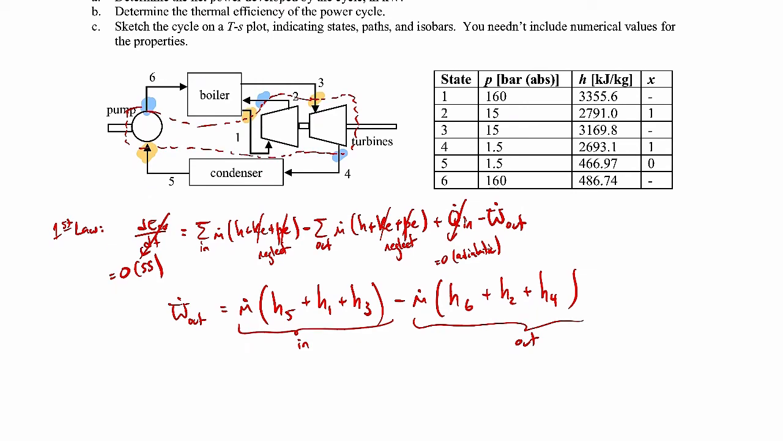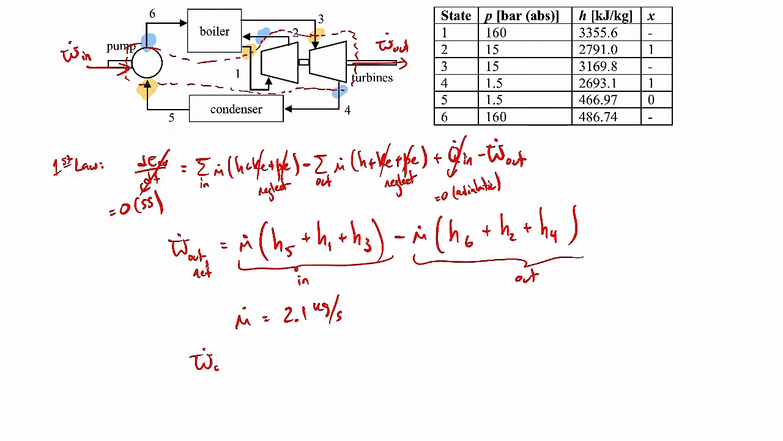We are given the mass flow rate. The mass flow rate in the problem statement was 2.1 kilograms per second, and we know all of the specific enthalpies at all of the various locations. I should call this net, by the way, because there's actually power coming in through the pump and power coming out from the two turbines. So this value of power that I'm including for that control volume is the net power out. When you plug in those numbers, we'll get the net power out is 2150 kilowatts.